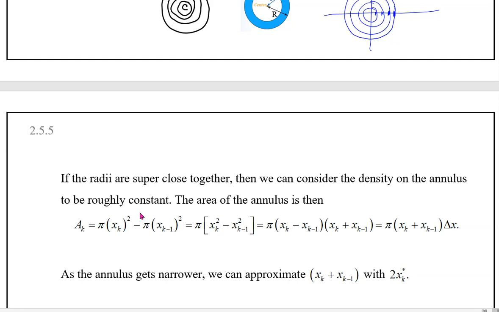This is the difference of two squares, which can be factored as you see here. Then we can think about the fact that x sub k minus x sub k minus 1 gives us delta x. This portion of the formula is representing the change in the x variable. As the annulus gets narrower and narrower, we can approximate x sub k plus x sub k minus 1 with twice some value that's in the center of that annulus.